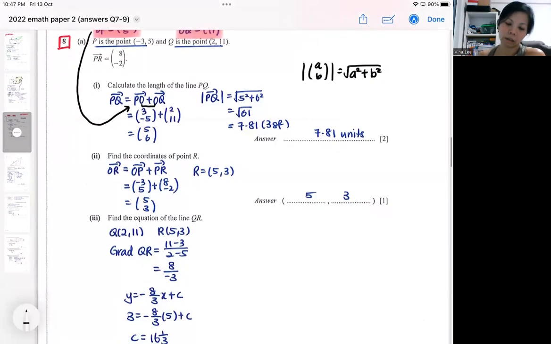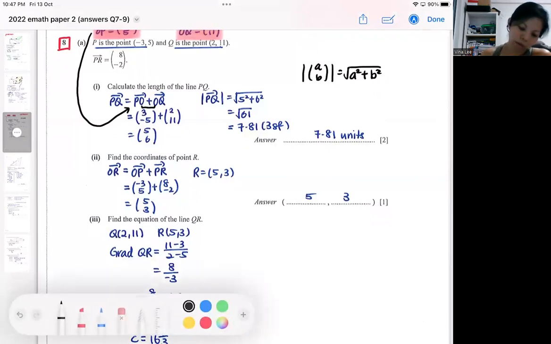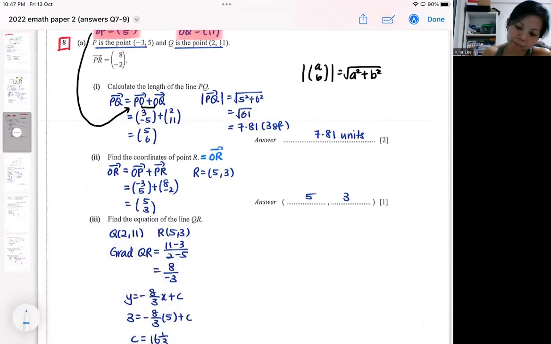Similarly, if they ask you to find the coordinate, finding the coordinate will be the same as finding the position vector. So my approach again will be doing a fill in the blank. So I fill in the blank. I got my OP and I've gotten my PR as well. So I do a fill in the blank to find the position vector. And when I get the position vector, I can convert it to the coordinates that the question wants.